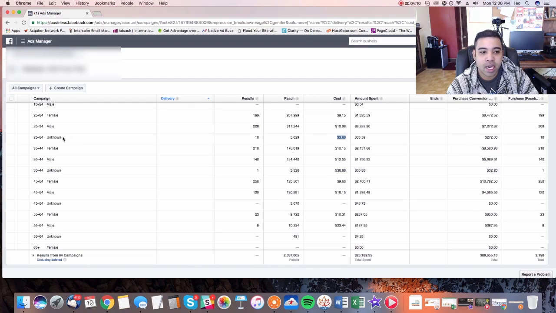But of course, this data is really not known to Facebook, so you want to find the ones that are actually male or female. As you can see here, 25 to 34 female performed a lot better than male. But in terms of sales, they both made sales. So I'm going to keep this campaign running because these people are still buying. Okay, I hope that makes sense. If it's not broken, don't fix it. Don't try to fix it if it ain't broke.